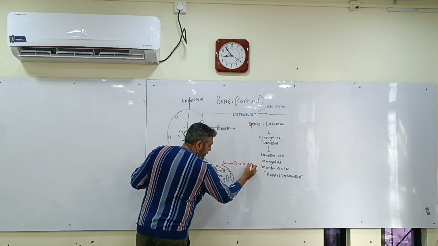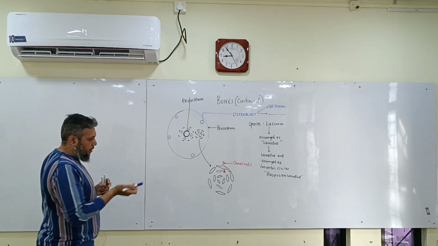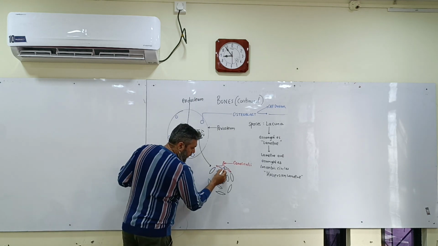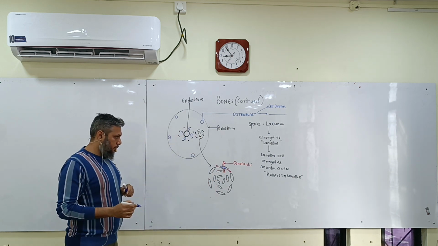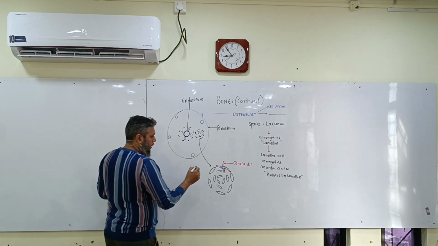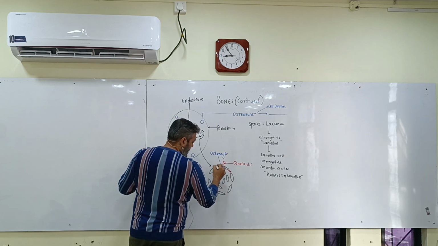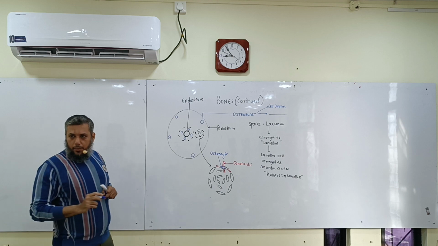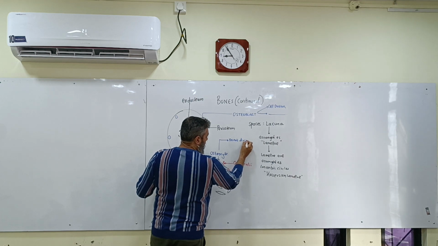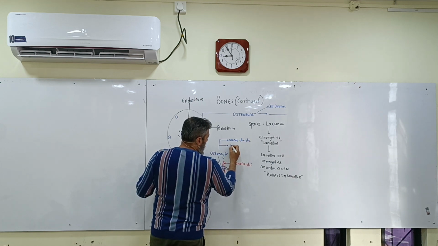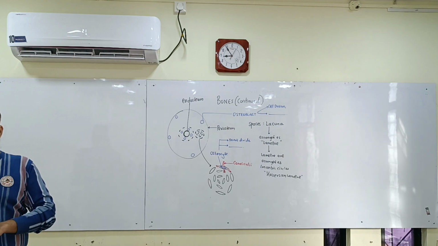I don't need to learn the word. What are these projections called? Canaliculi. Canaliculi. And within that lacuna, there is a cell. And this cell is called the osteocyte. Got my point? And these osteocytes do not divide, as well as they help to maintain the matrix and maintain the fibers.